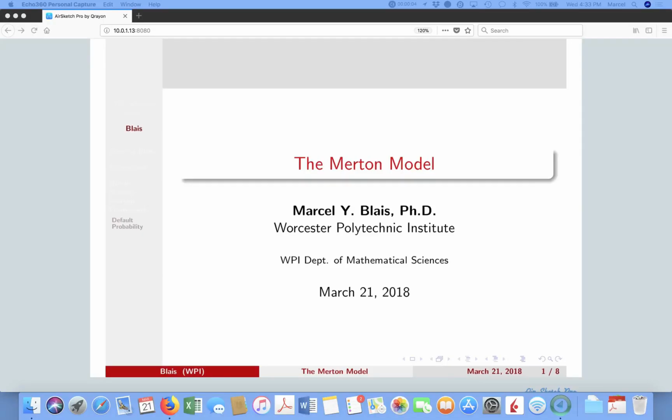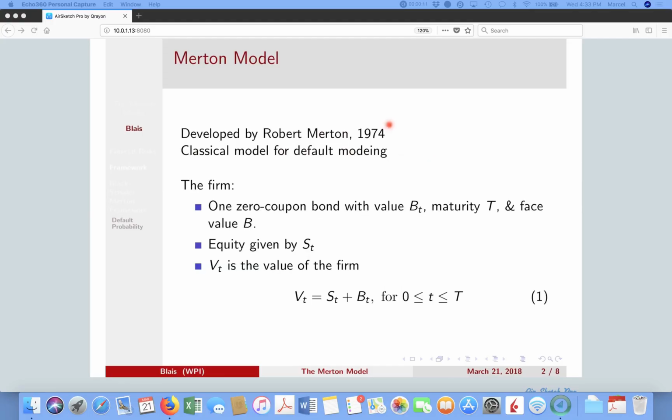Today we're going to be covering the Merton model, which is a classic model for the default of a firm, developed in the 70s by Robert Merton. And it should come as no surprise that because it was developed in the 70s, we are going to see Black-Scholes-Merton technology in this model. So essentially, this takes the option pricing framework that Black-Scholes and Merton developed in the 70s and uses it as a tool for default modeling.